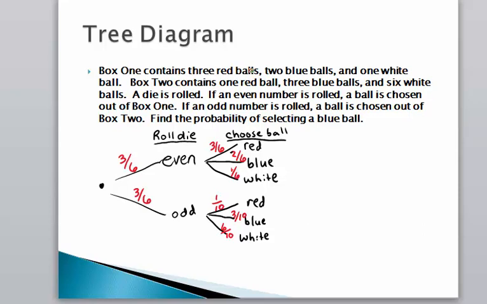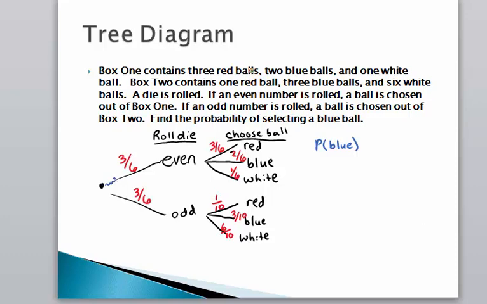Okay, so once our tree diagram is completed, now we want to actually find the probability of selecting a blue ball. So we want to answer the question. And so what I'm going to do is look at my tree diagram and mark the paths from start to finish that result in a blue ball being chosen.